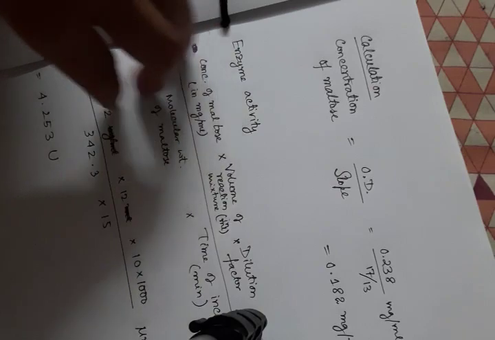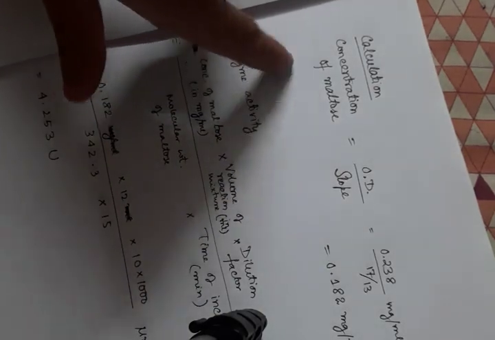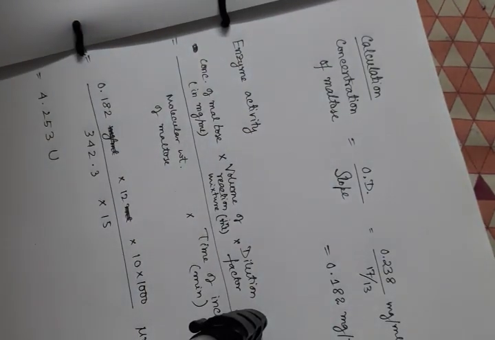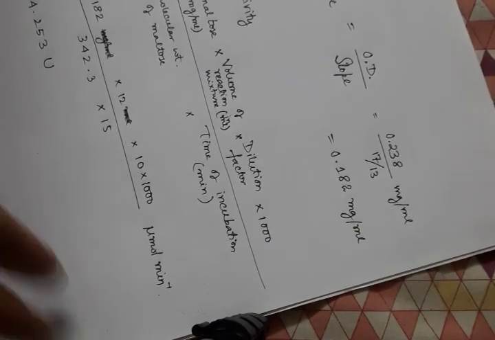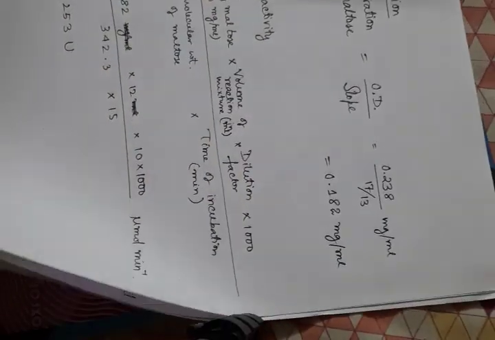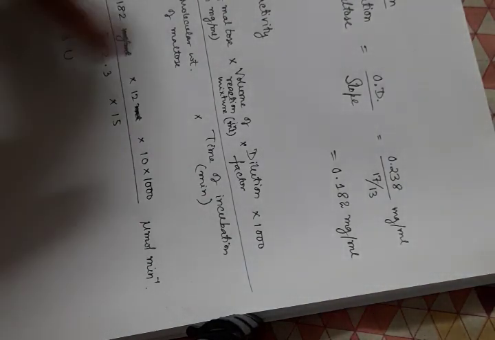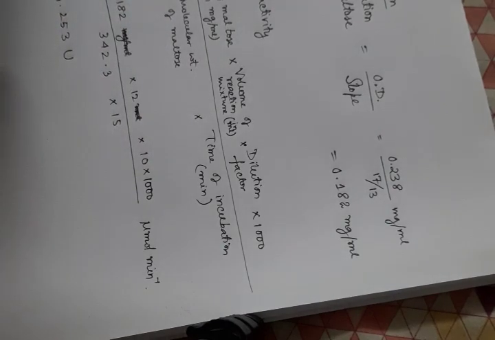Now the calculation part. I have told you beforehand how to calculate the concentration of the maltose, by dividing this on this. Now I think I should make another video, because this video is getting quite big, and after that I have to make another video on the tricks to remember this. In the next video I'm going to tell you how this formula comes out, all that.